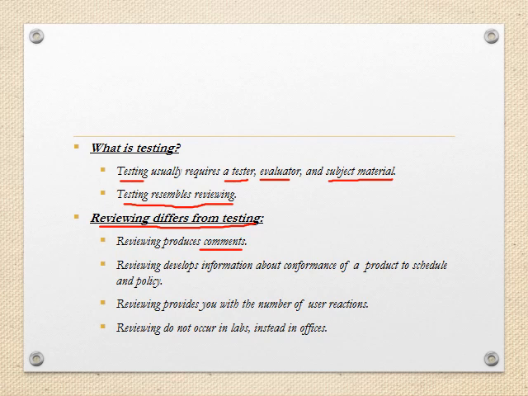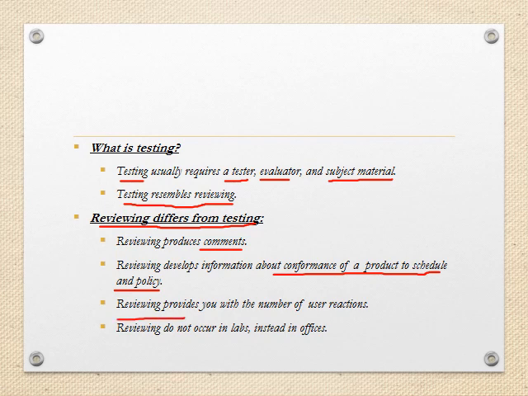Reviewing develops information about conformance of a product to schedule and policy. Now the focus in reviewing is on whether the document conforms to the product design issues, and whether the document conforms to the organization policy or not. While in testing, we try to check numbers to measure how usable our product or our document is.